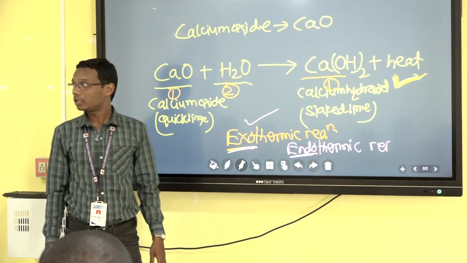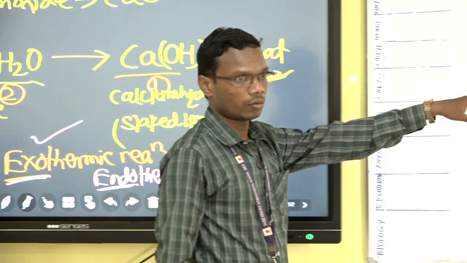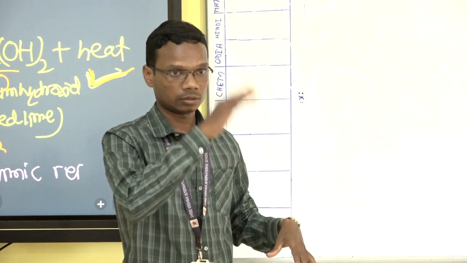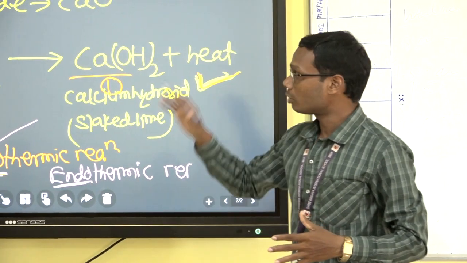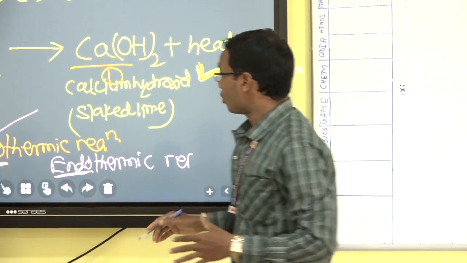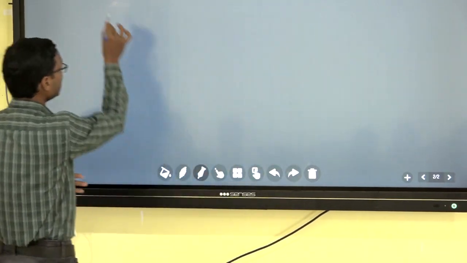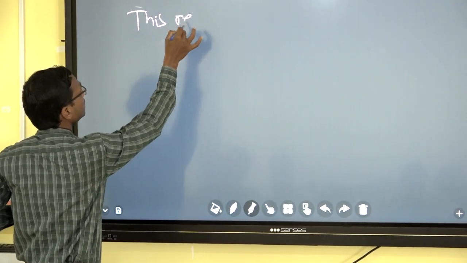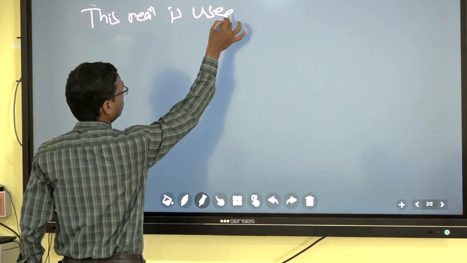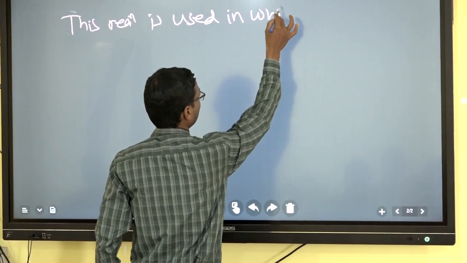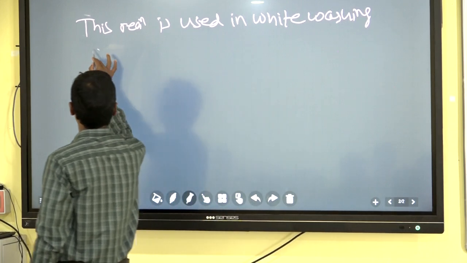What is it useful for? You all know, whitewashing of walls. Suppose this wall is yellow in color, but normally we use whitewashing. The upper layer also is whitewashed, yes or no? What happens in whitewashing? This reaction is used in whitewashing of walls.